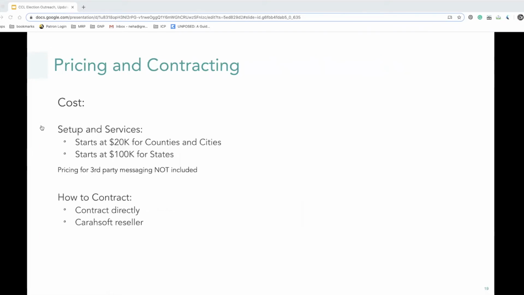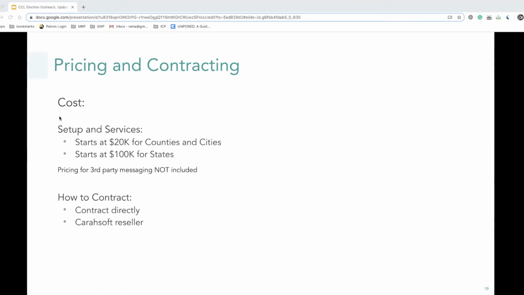There we go. Many of you have questions about cost. It starts at $20,000 for the setup and services for counties and cities, and then $100,000 for setup and services for states. Pricing for third-party messaging is not included, so those would be the carrier costs and others. You can contact us and we'd be happy to provide you an estimate of those costs as well for your planning purposes.